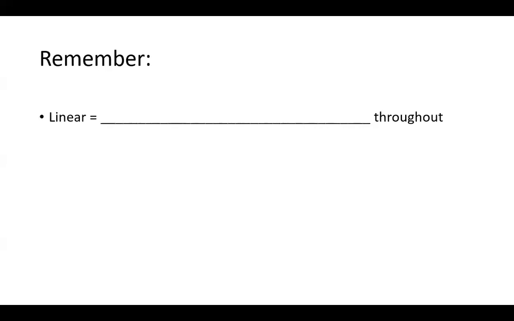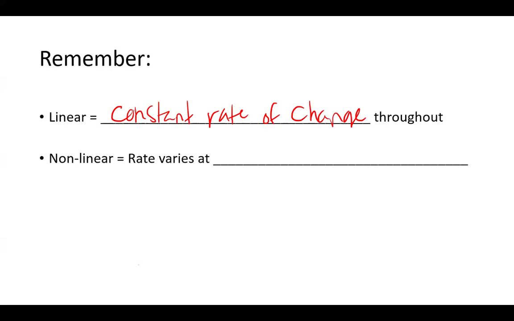So let's talk about things to remember from this. Remember that linear equals a constant rate of change throughout. So the entire, it's going to be the same value no matter where you're at, no matter what 2 points you choose, it's going to be the same value of change. Okay. Next, nonlinear equals rate varies at different intervals. So nonlinear, your rate is going to vary at different intervals.